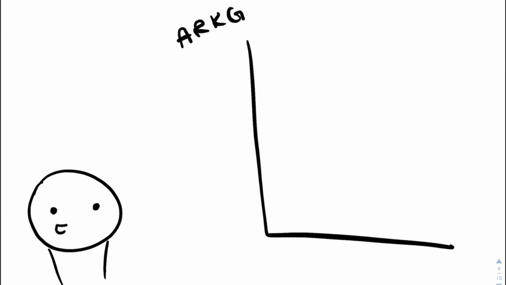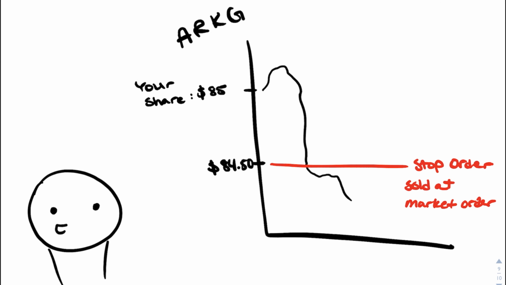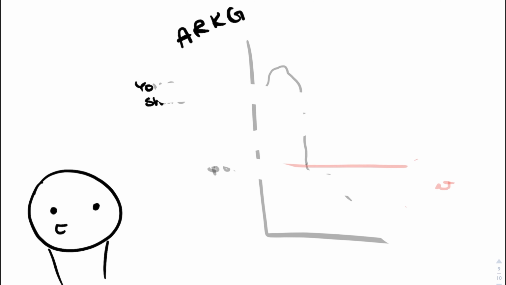So let's say you have a share of ARKG worth $85. You're afraid it'll go down, and to minimize any potential loss, you place a stop order to sell at $84.50. If ARKG dips down to $84.50 or lower, your stop order sells at market order. If it doesn't dip to $84.50, then obviously nothing really happens.